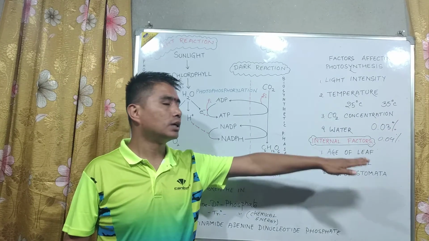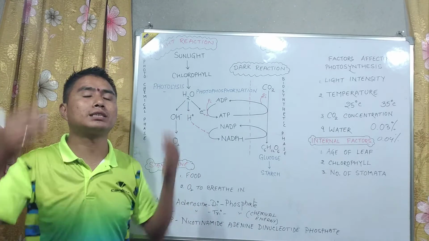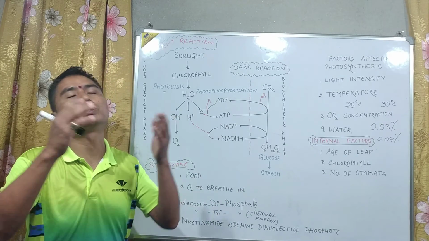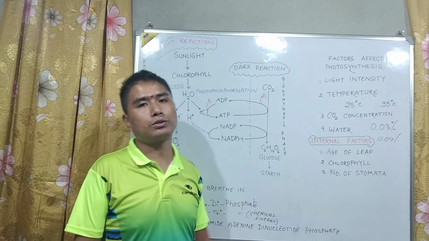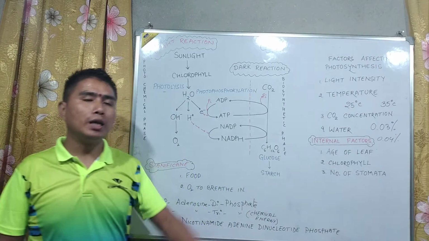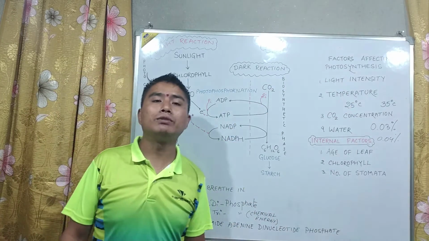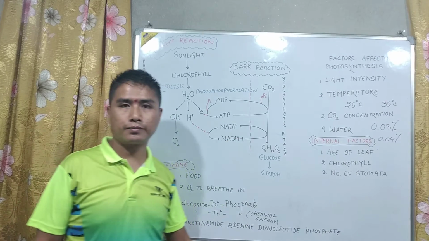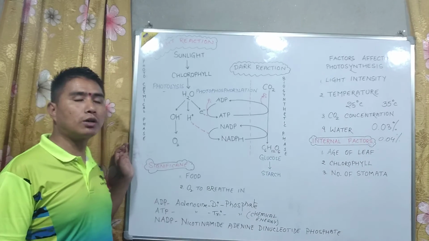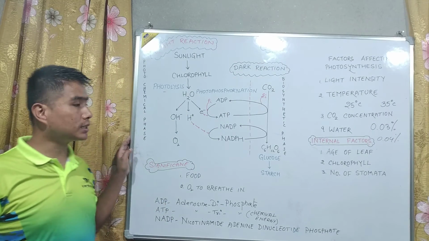And number 3 is number of stomata. With more stomata, more gas exchange takes place, and there is more photosynthesis. With fewer stomata, the rate of photosynthesis will fall down. So a question might come: explain any 2 internal and 2 external factors which affect photosynthesis, then you have to explain this.